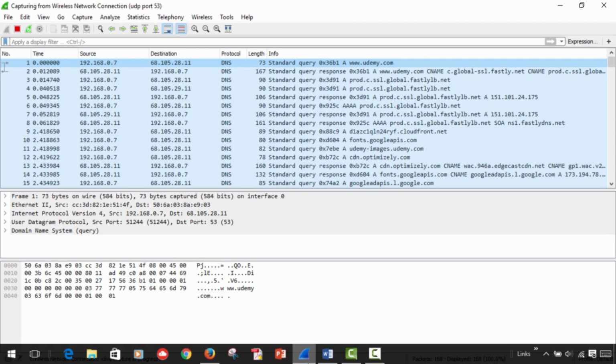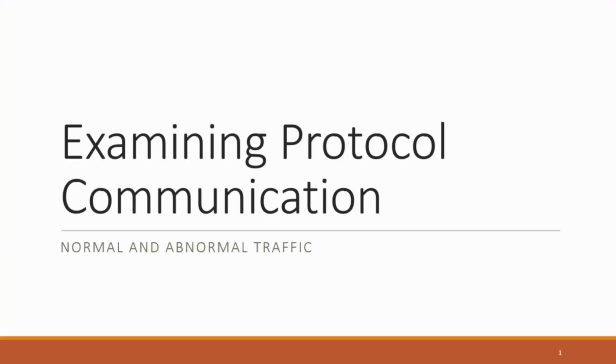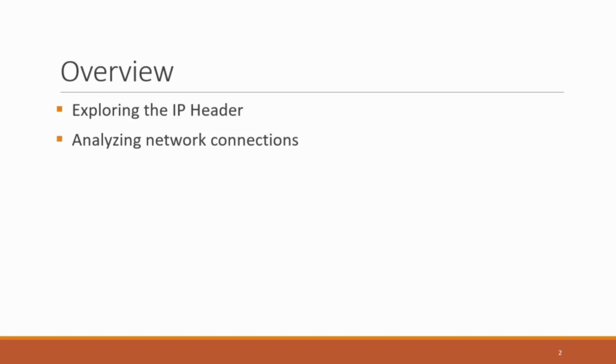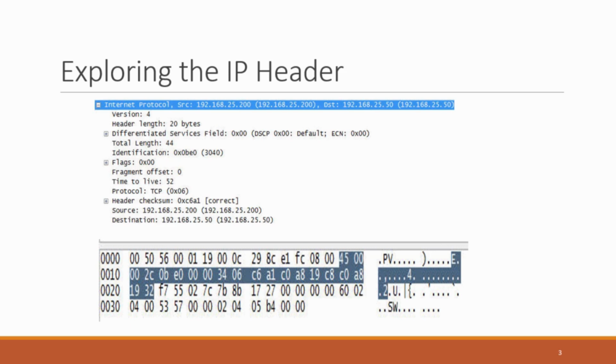Next up, we'll explore the characteristics of some normal and abnormal traffic. You will see how an attacker, when they attack, what it looks like at the network level. In this module, we will examine protocol communication to include normal and abnormal traffic. So what we're going to do is cover the following: exploring the IP header and analyzing network connections. What happens when we connect and send data back and forth in a network?